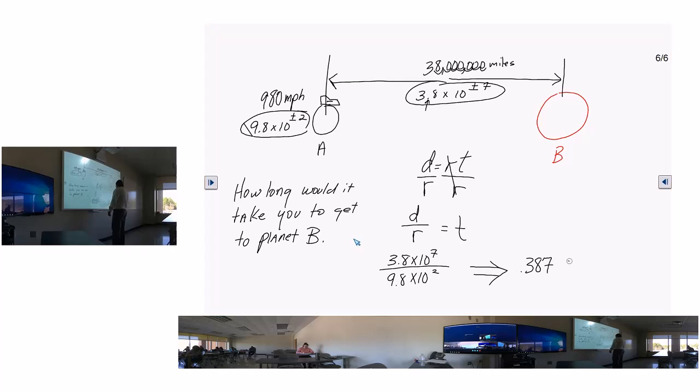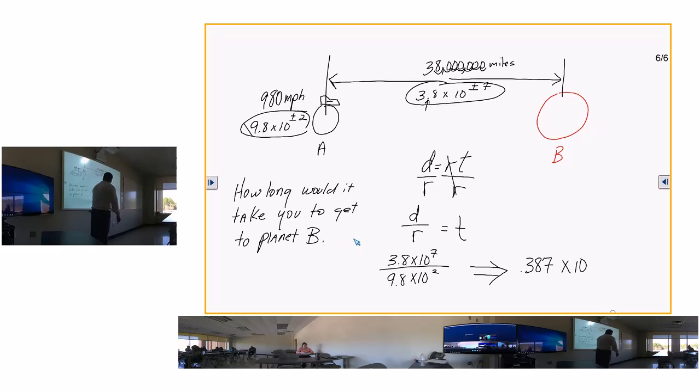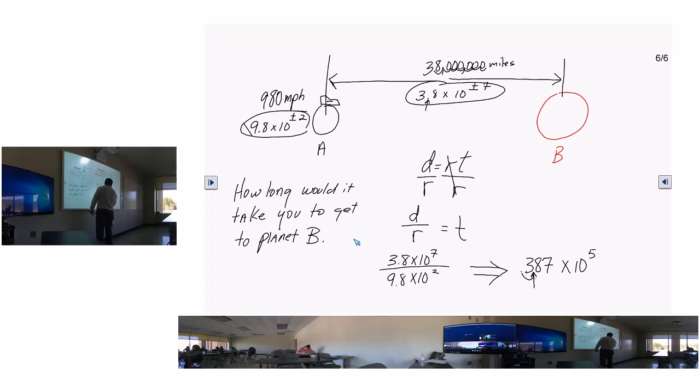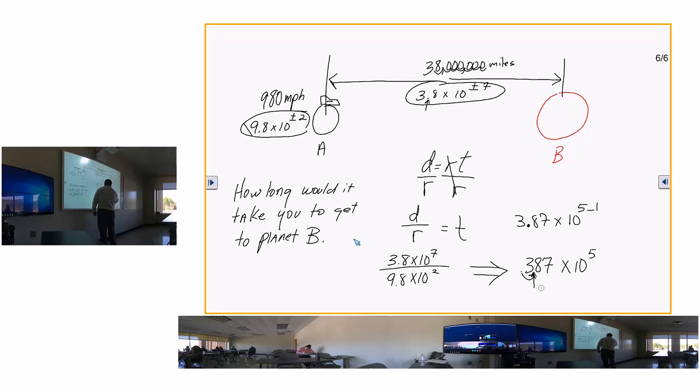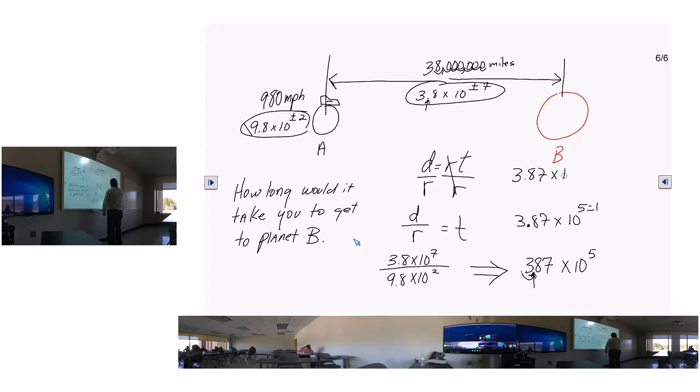0.387 times 10. And what is 7 minus 2? Huh? 5. Uh-oh. We got to change that to a what? Scientific notation. So where does the decimal go? So that's one place. So 3.87 times 10 to the 5 minus 1. Which way do we move this decimal right here to get it back in our head the way it was? Left. So our final answer is 3.87 times 10 to the 4th power.